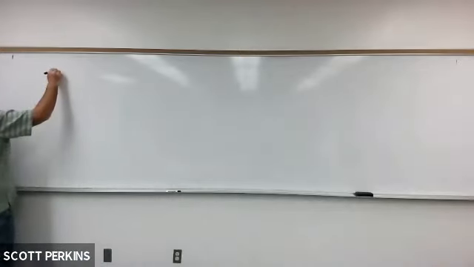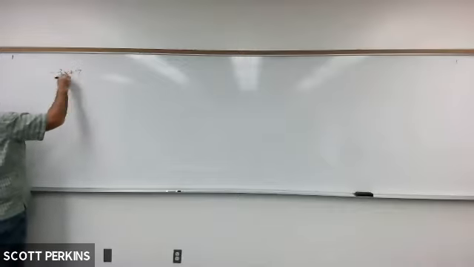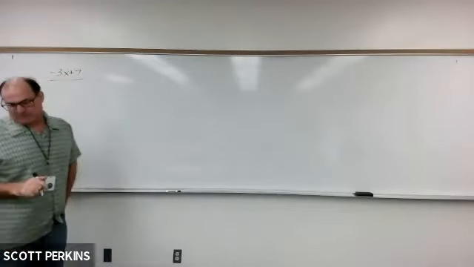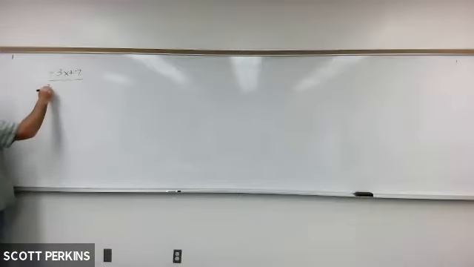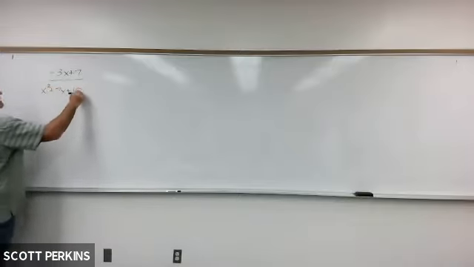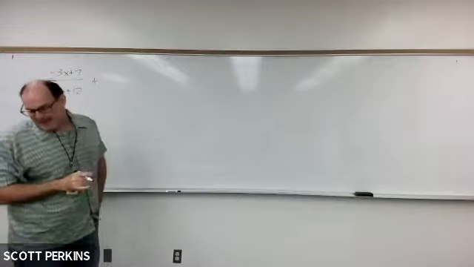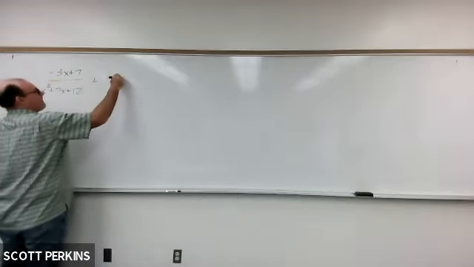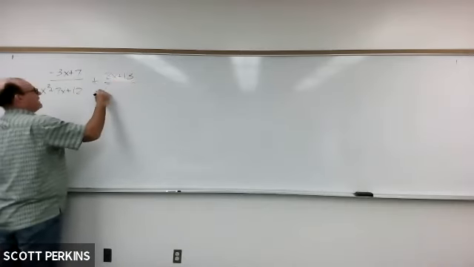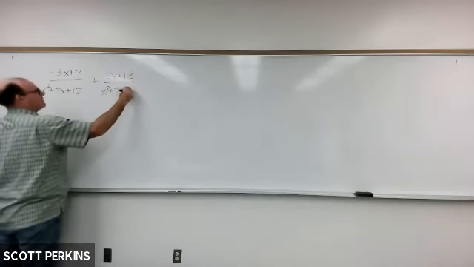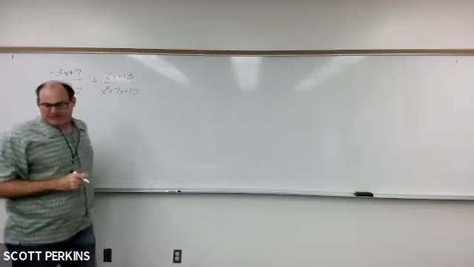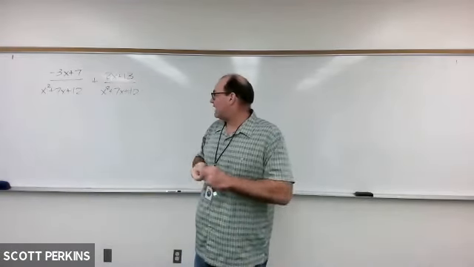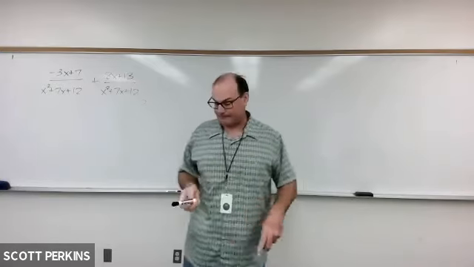So we've got negative 3x plus 7 divided by x squared plus 7x plus 12. And to that, we're going to add 8x plus 13 over x squared plus 7x plus 12. So I want you to please add those and then simplify anything you get if it's possible to simplify.